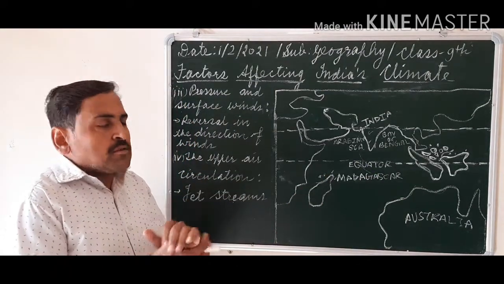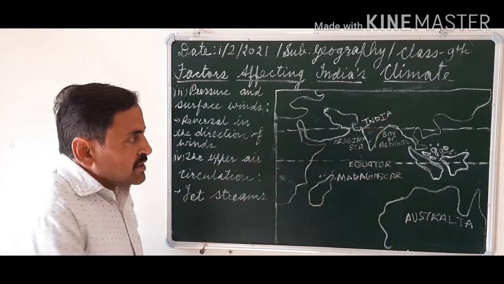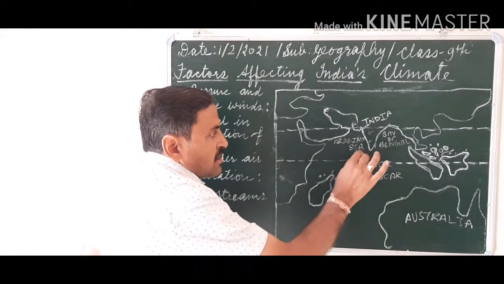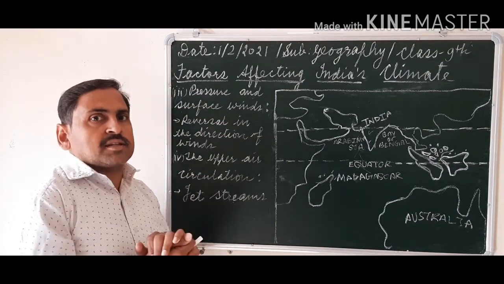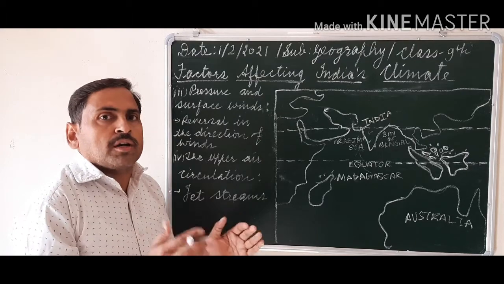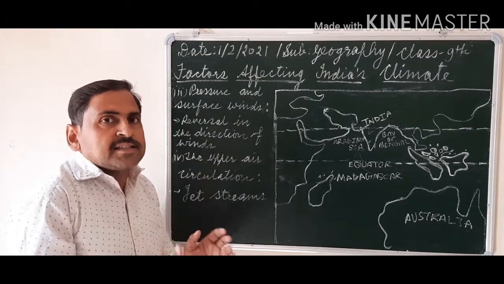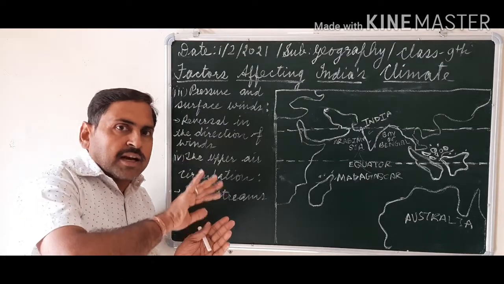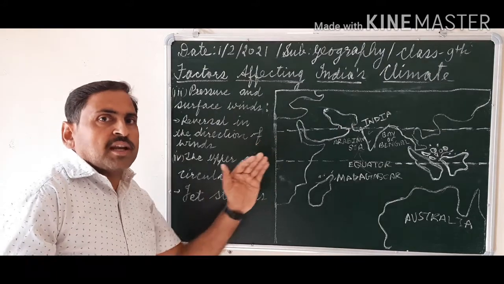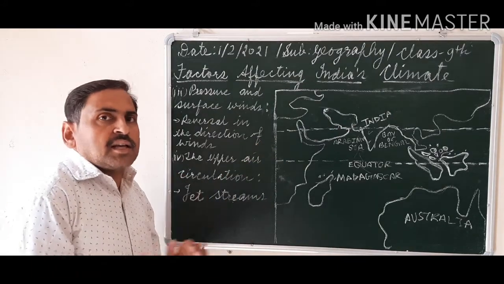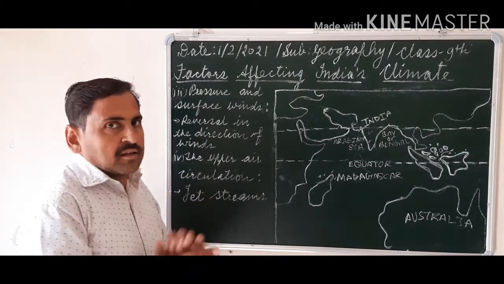And these winds which blow from sea to land turn towards the right. Why do they turn towards the right? They turn towards the right because of the Coriolis force. According to this force, the wind gets turned towards the right hand side in the northern hemisphere and towards the left hand side in the southern hemisphere due to the rotation of the earth.